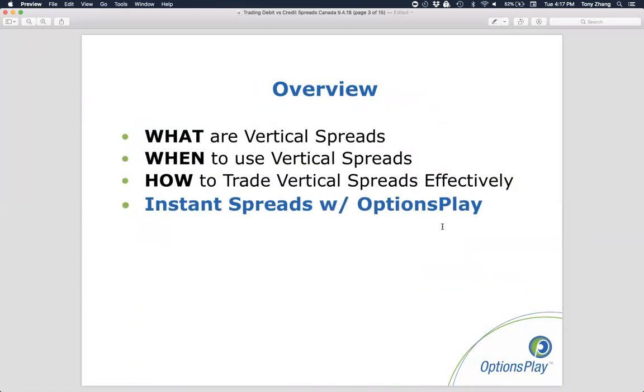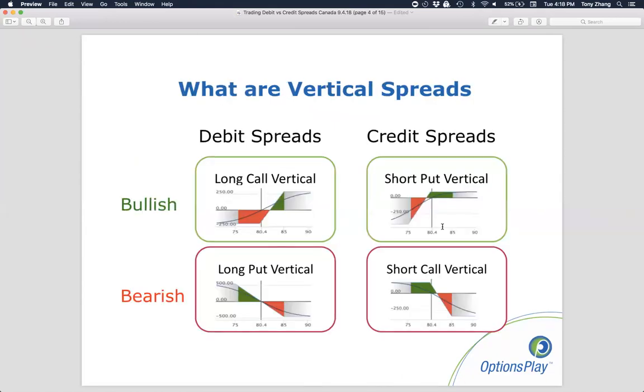Like I said, this webinar is recorded. I will spend about 20 minutes on these slides, really talking about what are vertical spreads, when should you use them, and how to trade them effectively before I move on to using the OptionsPlay software to actually show you how to analyze these strategies side by side so that you're applying them correctly for your trading. So you'll receive the recording after we're done here today, and we're just going to jump right into it. So first off, I want to talk about what are vertical spreads.